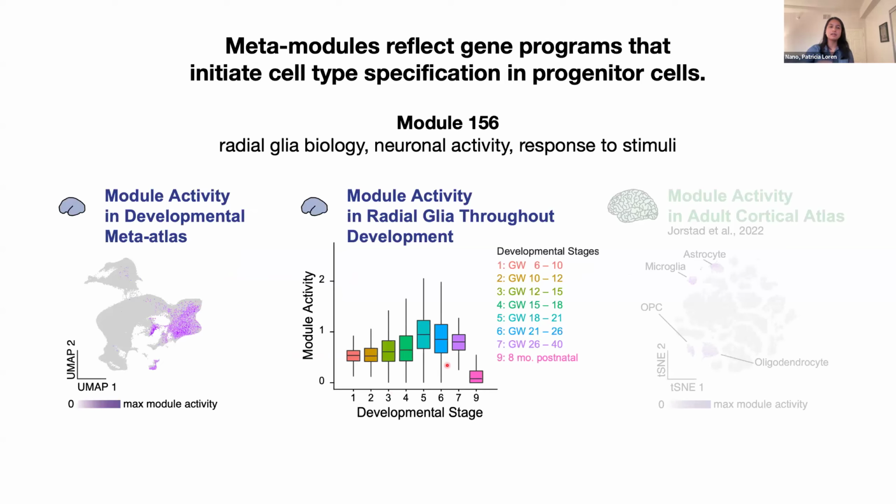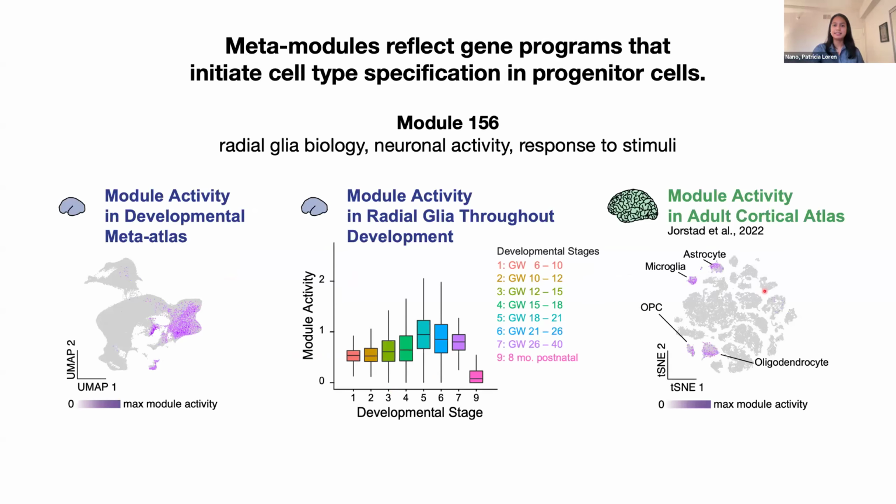And throughout development, Module 156 activity does trend upward. In the adult, Module 156 is still active, as you can see here in a recent adult cortical dataset. But interestingly, it's very specific to glial cells. And so we asked, well, maybe Module 156 might be signaling somehow a shift from neurogenesis to gliogenesis, like in the developmental stages that we talked about much earlier in this talk.